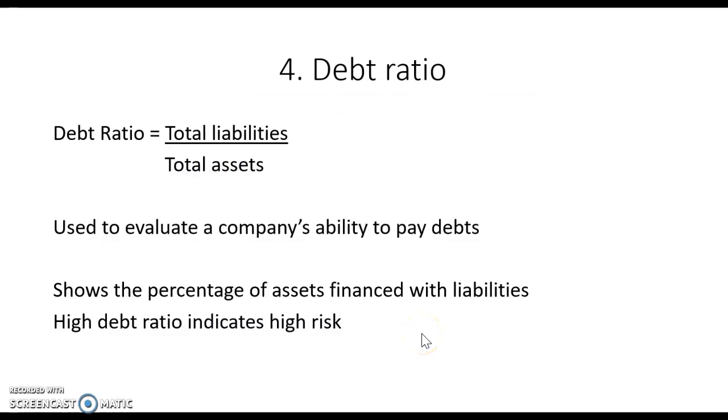Our next 2 ratios are used to evaluate the company's ability to pay their long-term debt. So the first one is the debt ratio. We take our total liabilities and divide by total assets. And this shows you what percentage of your assets are financed with liabilities. A high debt ratio of, say, 0.75 or higher, that means 75% of your assets are financed with liabilities, would indicate trouble. Okay, so let's take a look at Amazon's.